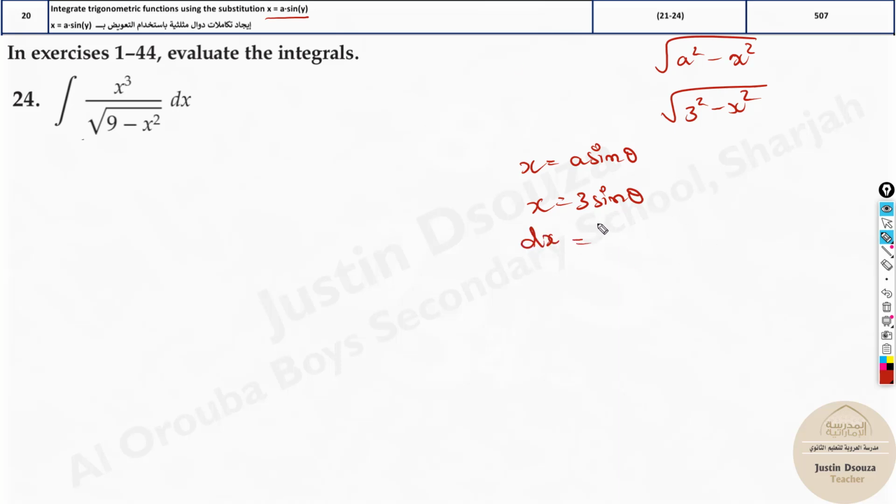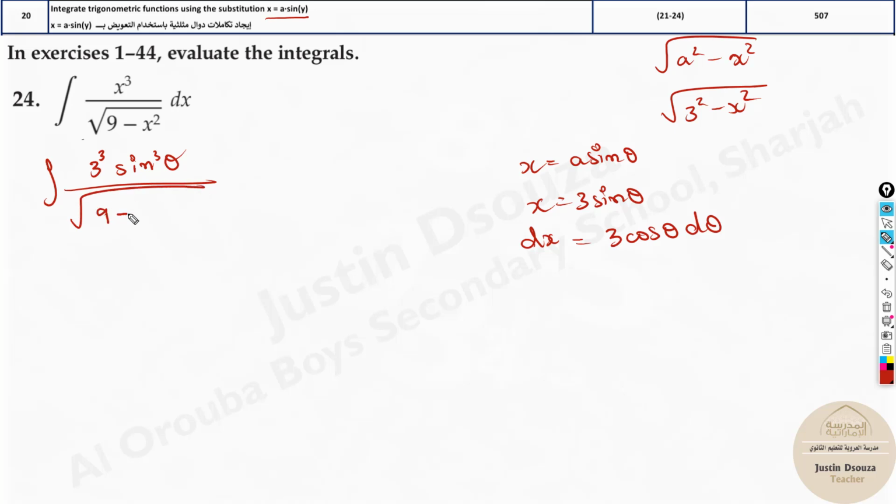dx will be, I'll directly write it, 3 cos theta d theta. I just wrote it directly. Now let's substitute everything back. It will be the integral of x squared, which will be a. I'll not write a. I'll write 3 cube, and we have sine cube theta. I did not write the whole cube, I just split the cubes directly.